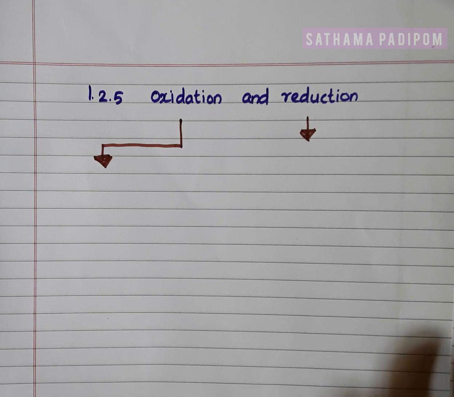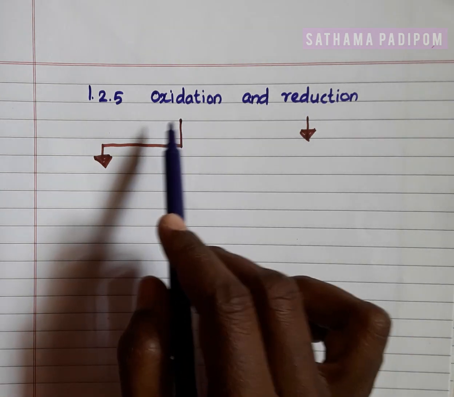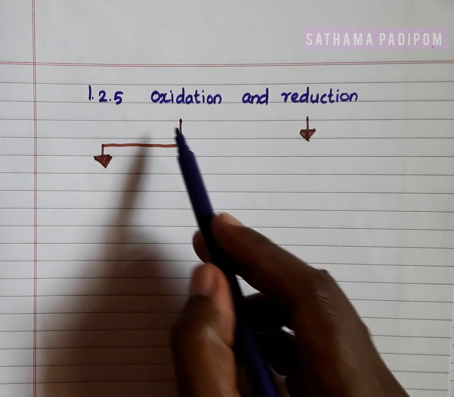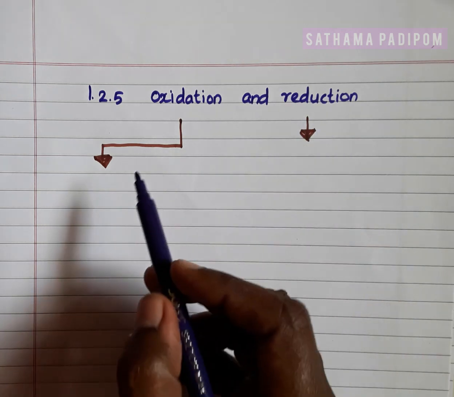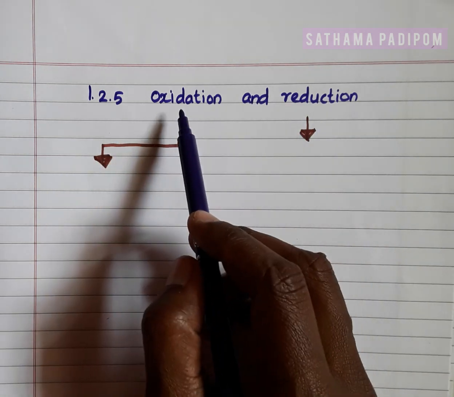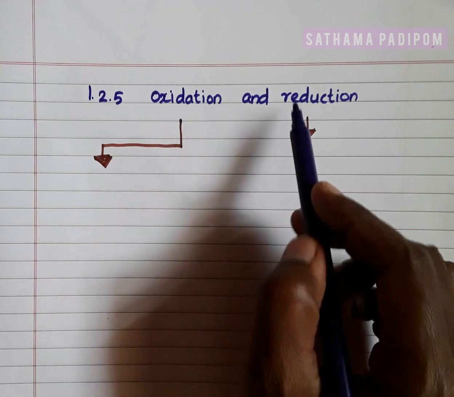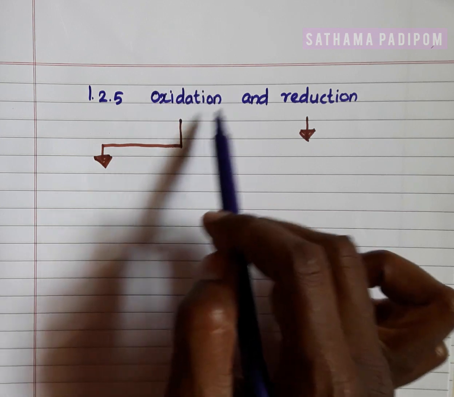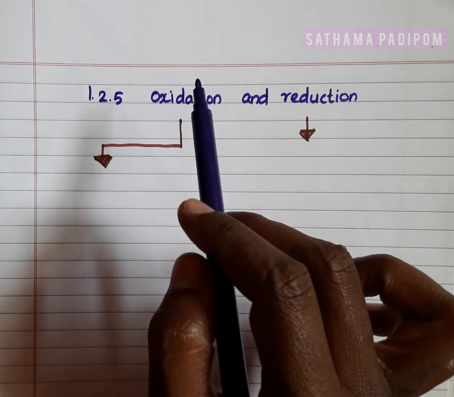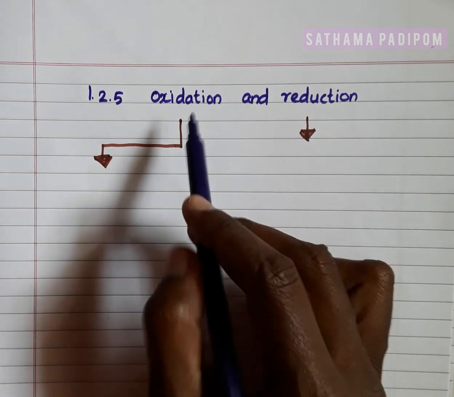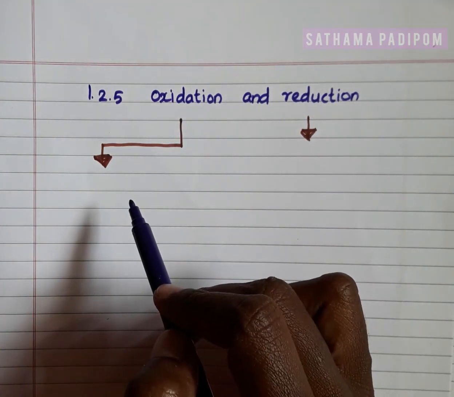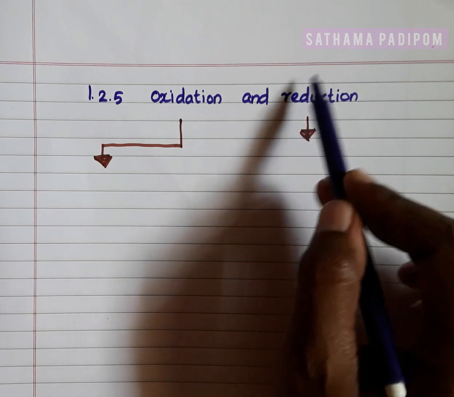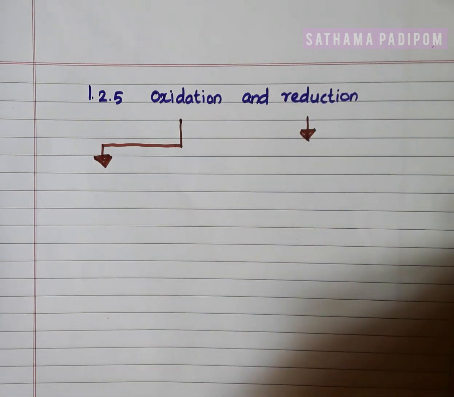In the last video we discussed double displacement reaction, and in today's video we are going to discuss oxidation and reduction. It is also a type of reaction. From the name itself you can say oxidation and reduction. If a chemical substance gains oxygen, that is called oxidation, and if a substance loses oxygen, it is called reduction.